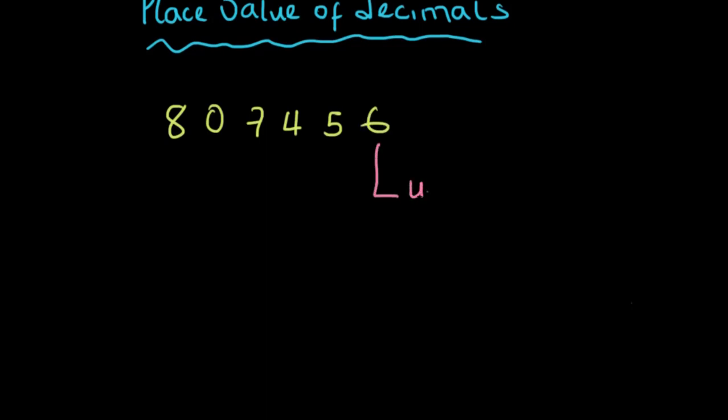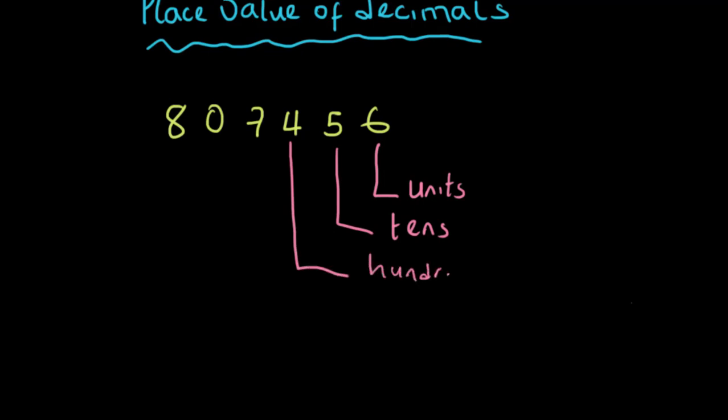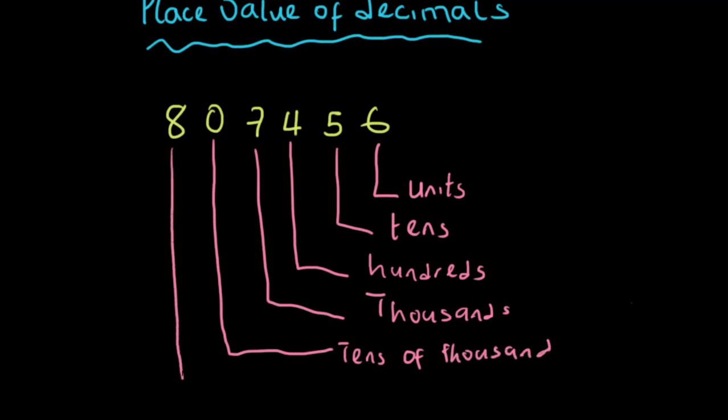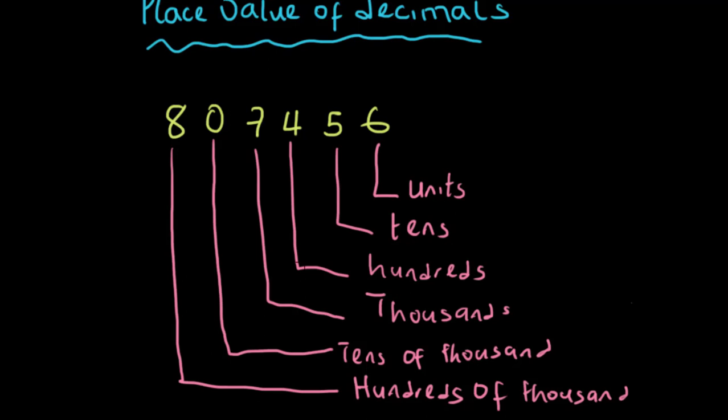So we start with units, then we've got tens, then we've got hundreds, then we've got thousands, then we have tens of thousands, and then we've got hundreds of thousands. I hope you can still remember. So this is how we get the place value of whole numbers.